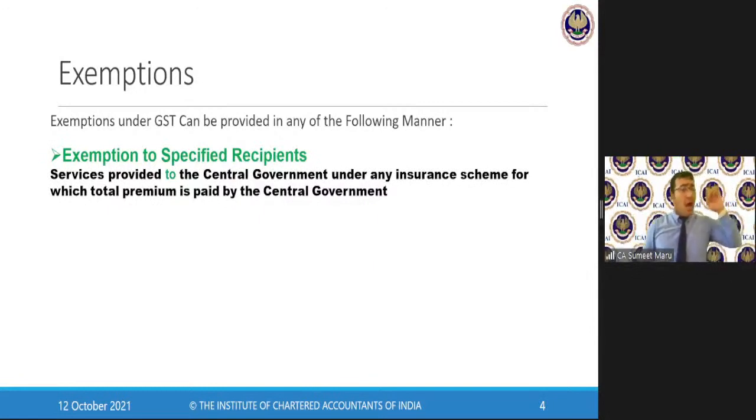So an insurance company, while giving insurance service to everyone, will charge tax. But when it gives services to central government, there is no tax charged, because central government is specifically given an exemption in this case. So three ways till now we have seen how exemptions are given. First, for any particular activity itself. Second, to the supplier, and third, to the recipient.